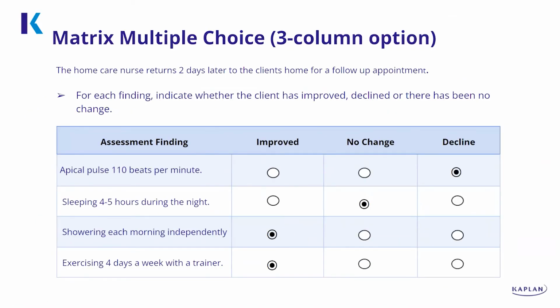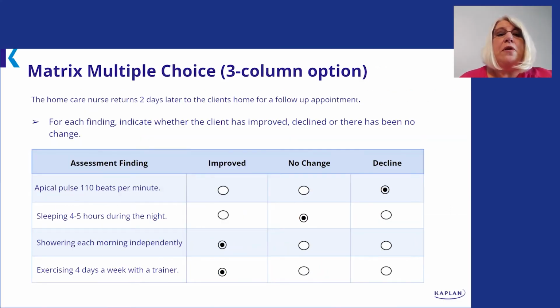Here we created a 3-column matrix multiple choice item. In this example, as the case study progresses, the student will be asked to identify if the assessment findings have improved, there have been no change, or if the client's condition has declined. Again, the 3-column matrix multiple choice option, the student will choose one option per row.